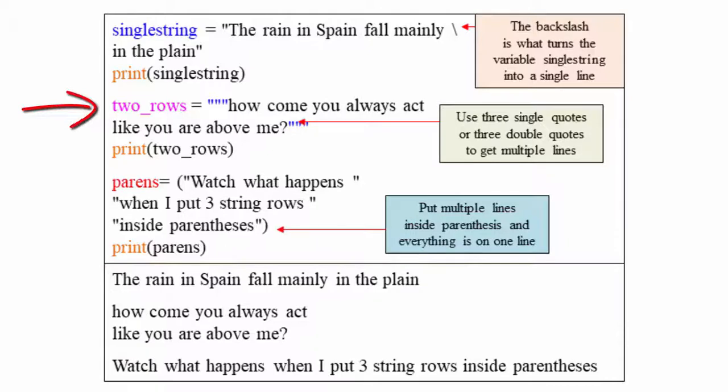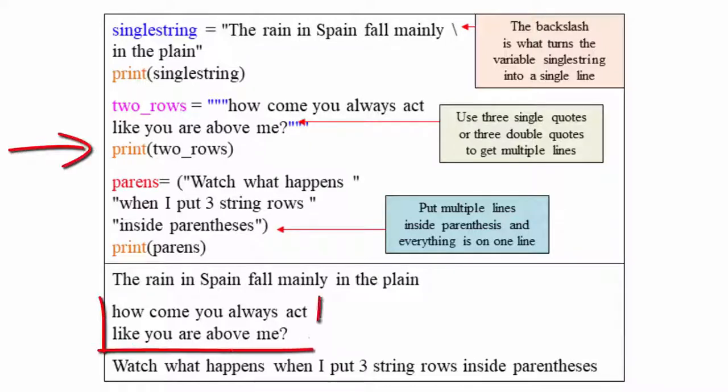Now, we've seen this before, but let's remember, I can use 3 single quotes or 3 double quotes. Two rows is going to equal 3 double quotes. How come you always act like you are above me? 3 double quotes. Again, I could have had 3 single quotes and 3 single quotes, and now this is going to print this like it is on 2 lines.